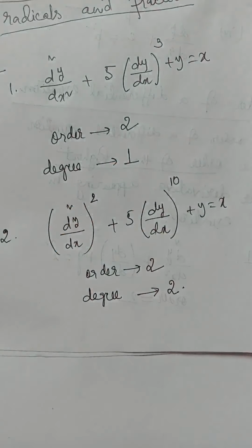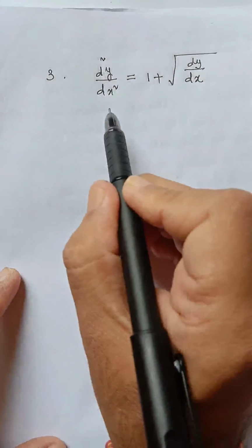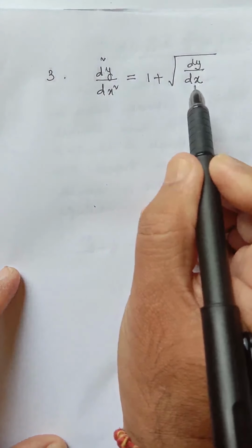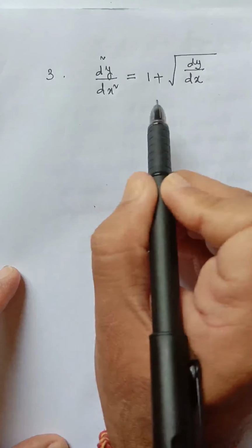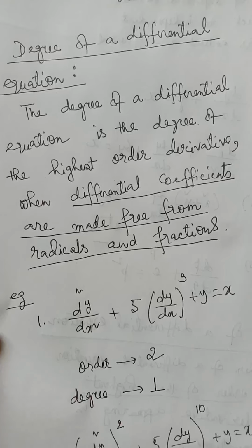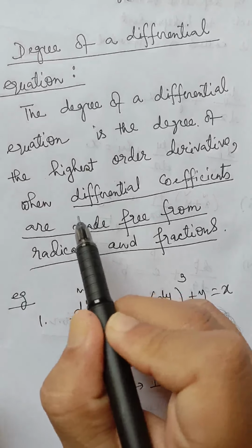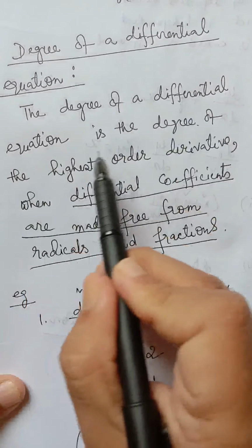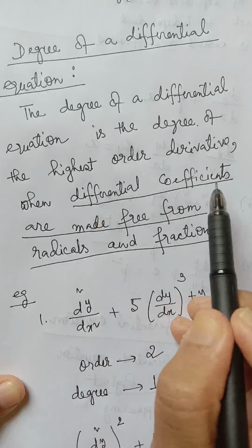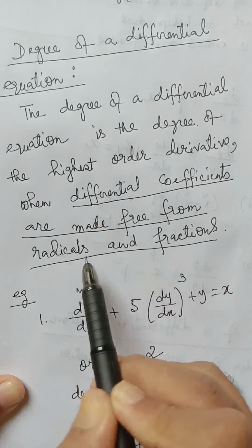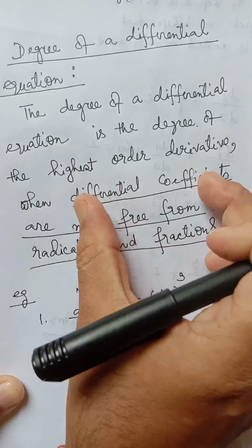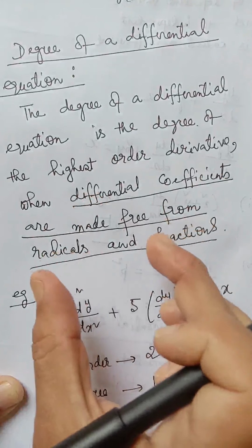I'm writing some more examples. Next example is this: d2y by dx square equal to 1 plus root over dy by dx. We have to find the order and degree of the differential equation. Before finding, again let us go through the definition. The degree of a differential equation is the degree of the highest order derivative when differential coefficients are made free from radicals and fractions.